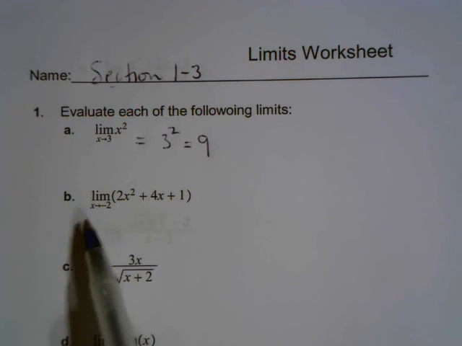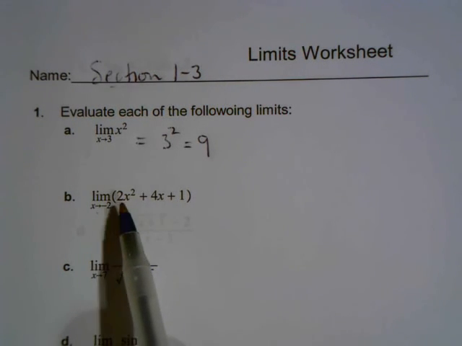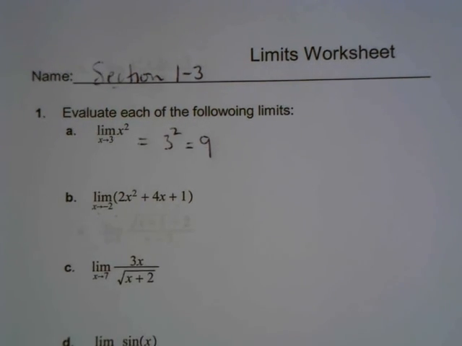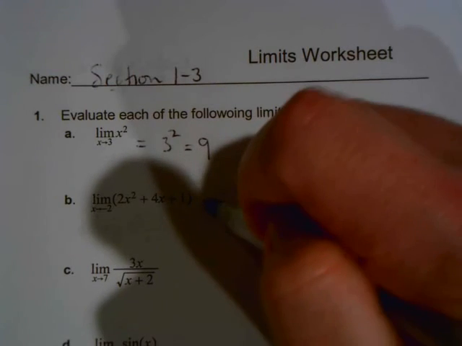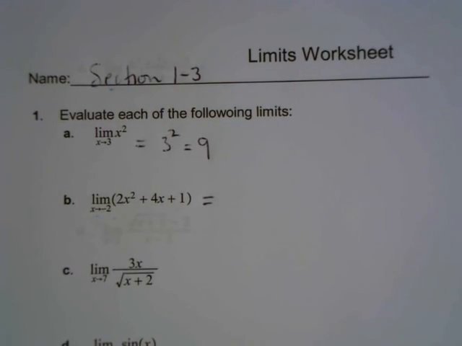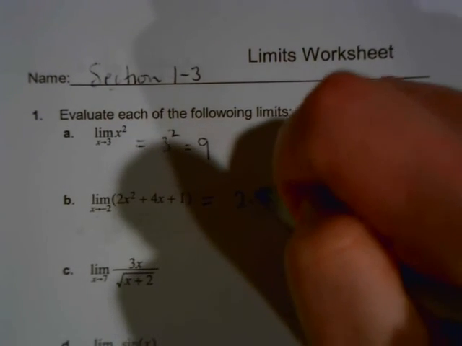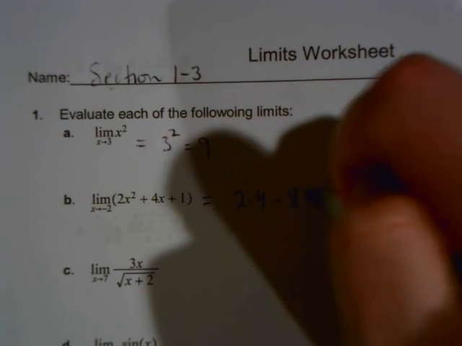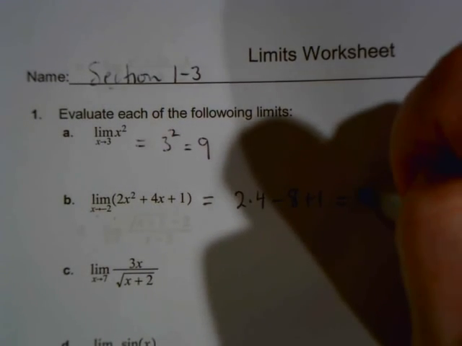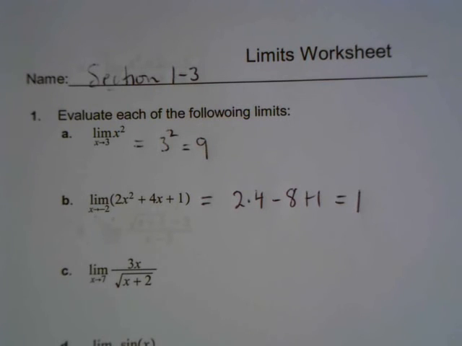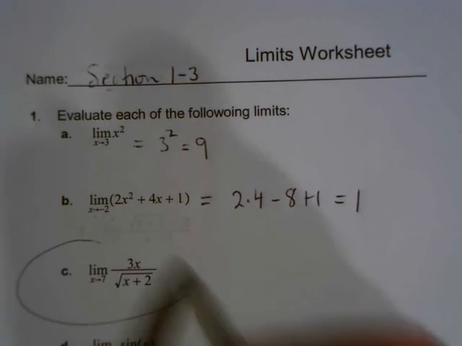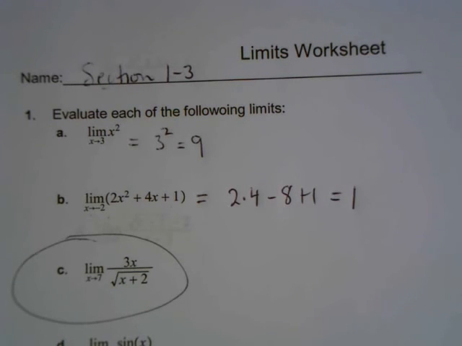Limit as x goes to negative 2 of 2x squared plus 4x plus 1. Basically, one of those theorems said when you have a polynomial, you just go ahead and plug the number in. So that's going to be 2 times 4 minus 8 plus 1. That's 1. Okay. Problem C. You get to do problem C for homework, and you'll turn this in to me on Monday.